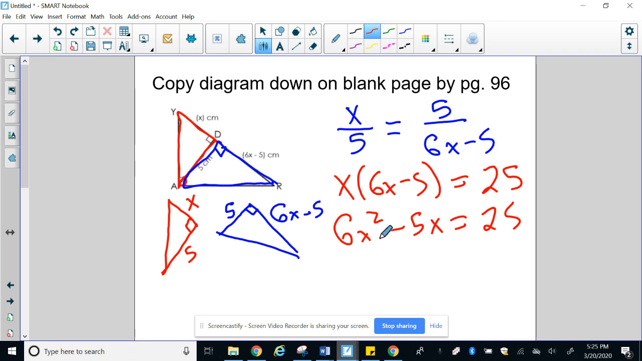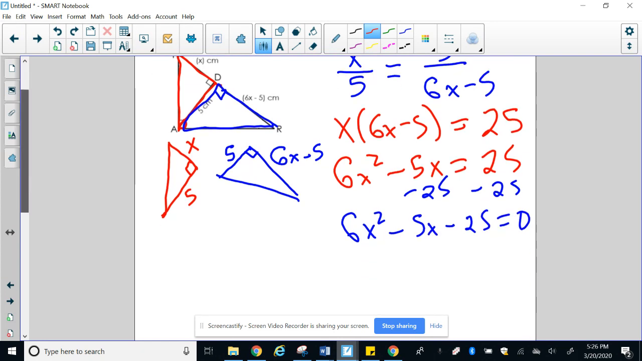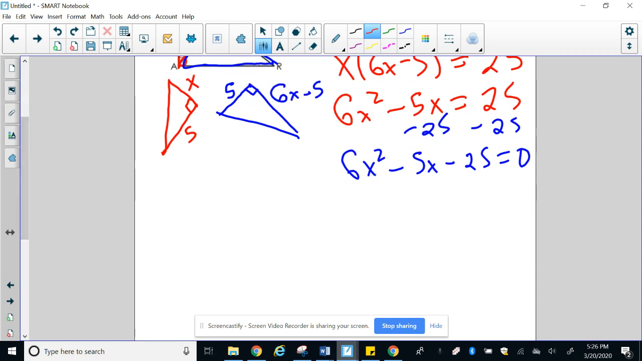Okay. Hopefully we're seeing we got a trinomial here. We have an x squared, an x, and a number. So we need this set equal to 0 if we're going to solve this. So we should subtract 25 on both sides to get it equal to 0. So you have 6x squared minus 5x minus 25 equals 0. Okay. Now we're set up to factor. We don't have any like terms, we don't have a greatest common factor, so we go right to factoring.